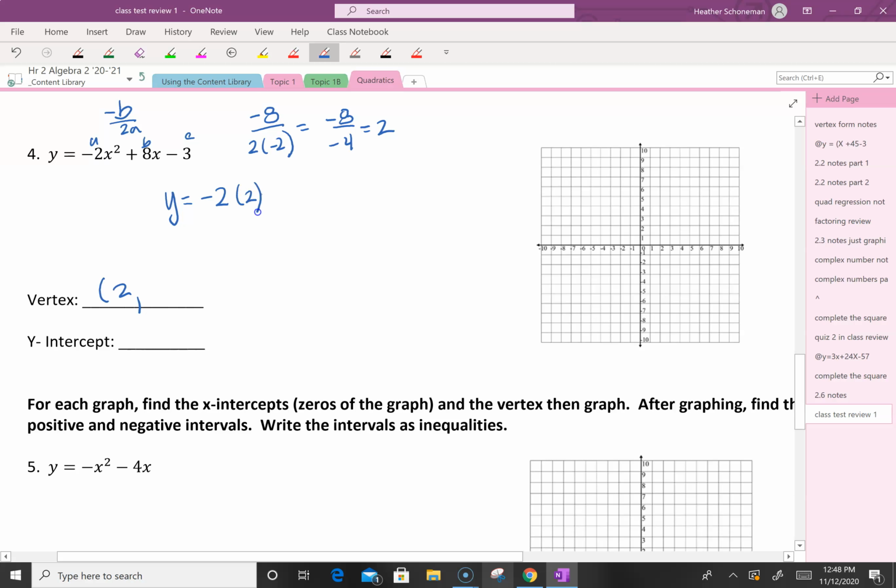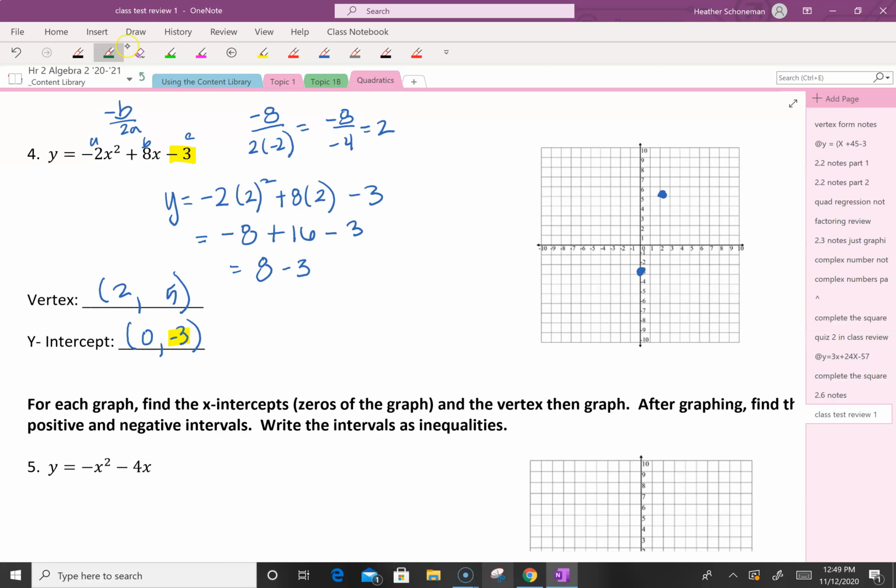So I have negative 2 times 2 squared plus 8 times 2 minus 3. So first I have to square the 2, which is 4, and then multiply by the negative 2, so I get negative 8 plus 16 minus 3. So negative 8 plus 16 is 8, minus 3 would be 5. So my vertex is 2, 5. Now I need to find the y-intercept. Remember, the y-intercept is always the number at the end, so it's going to be 0, negative 3.